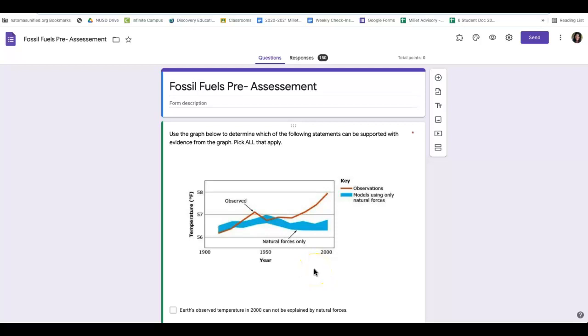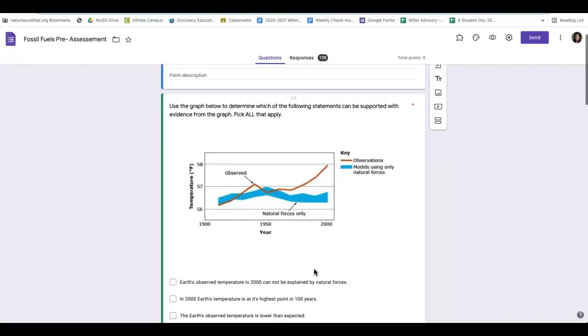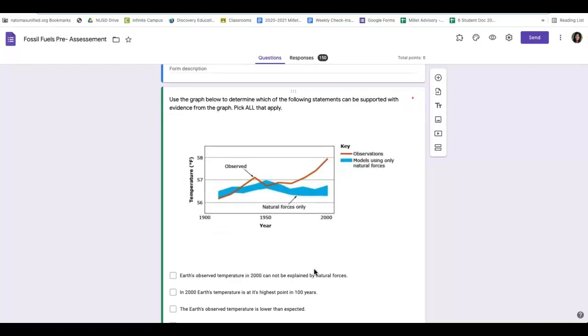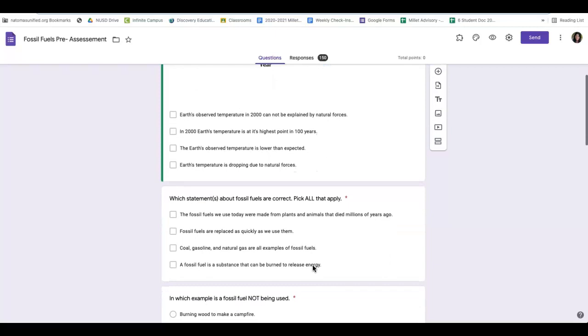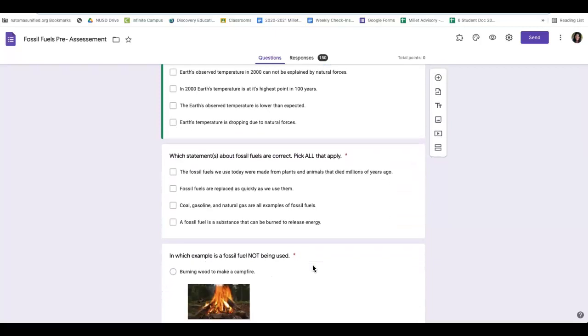So here is an example of a pre-assessment that I embedded into a Pear Deck and had my students take before I started teaching them about fossil fuels. So I used some graphs because I wanted to see where students were at in their ability to interpret and read graphs. This is seeing what background knowledge they already had about fossil fuels, where they came from, how we use them, what they are.